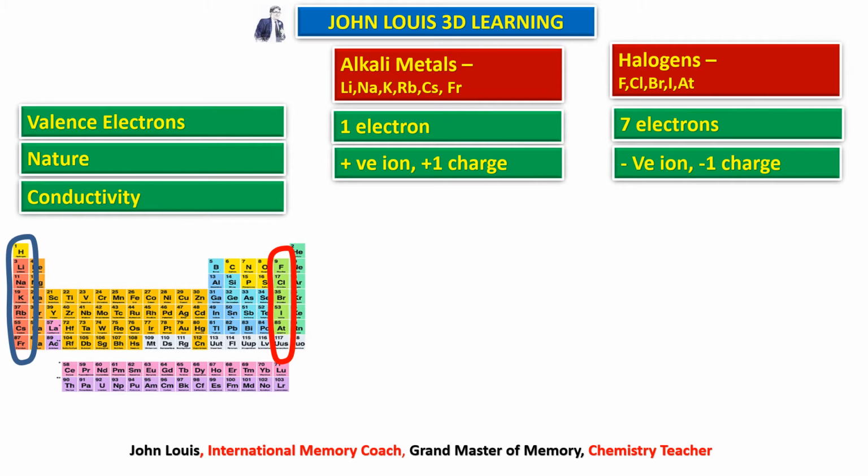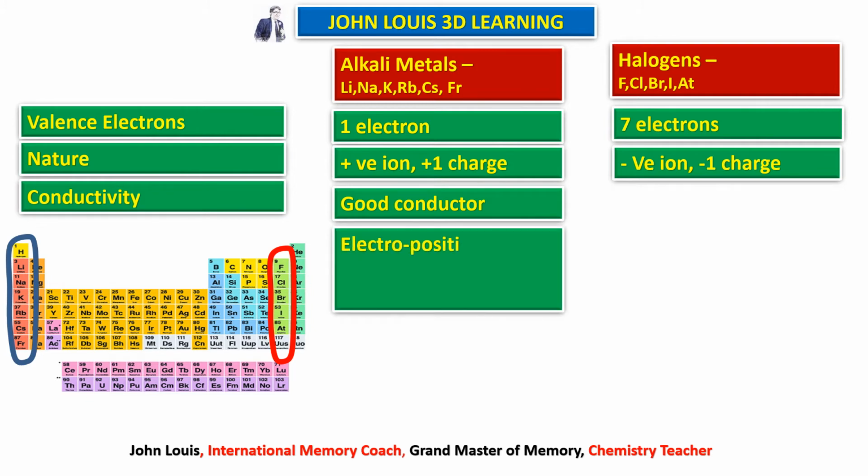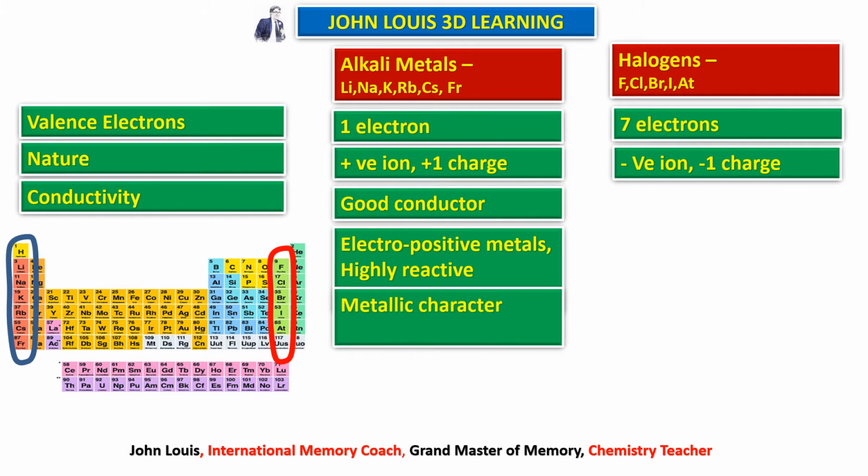So next is conductivity, whether they conduct electricity or not. So alkali metals are good conductors of electricity. They are all electropositive metals, because they are ready to give 1 electron. No? They are highly reactive, because it is willing to give that 1 electron, therefore highly reactive. And metallic character increases when we go down the group. All these things we have already learnt. Metallic character increases when we go down the group.